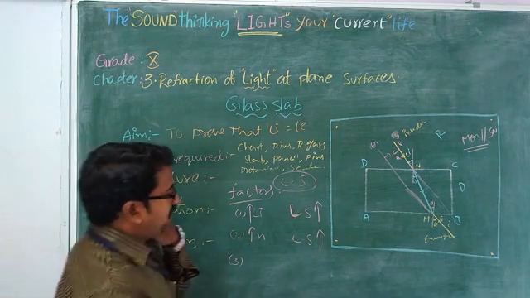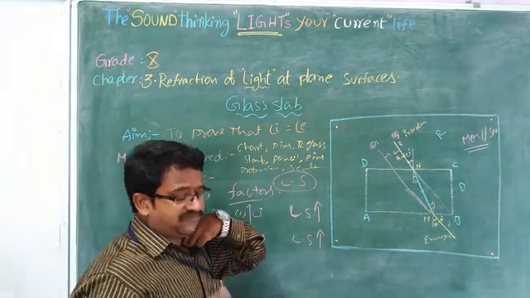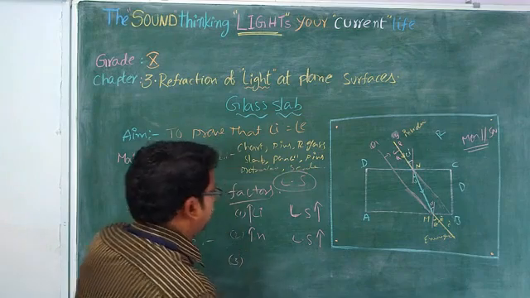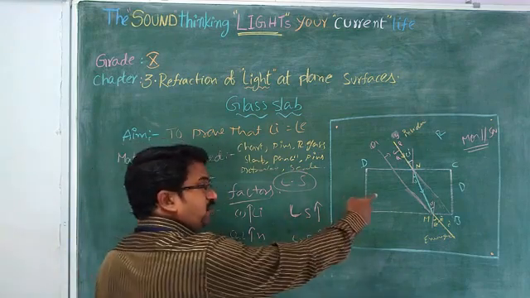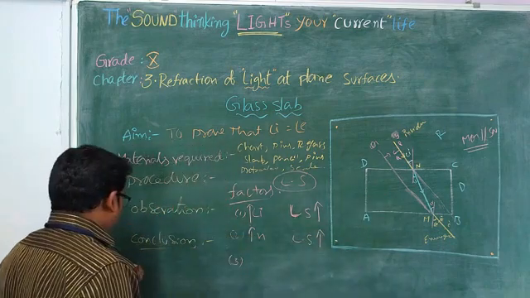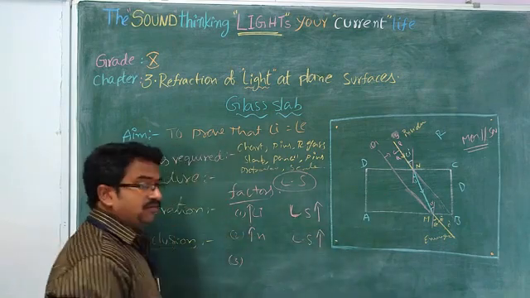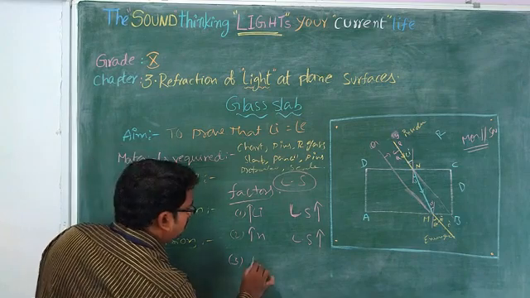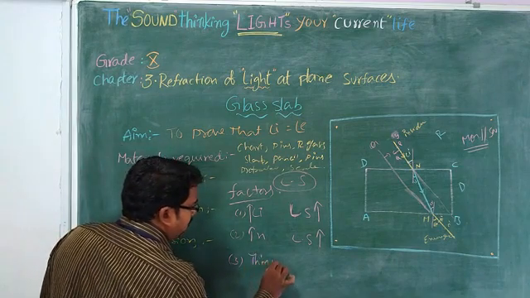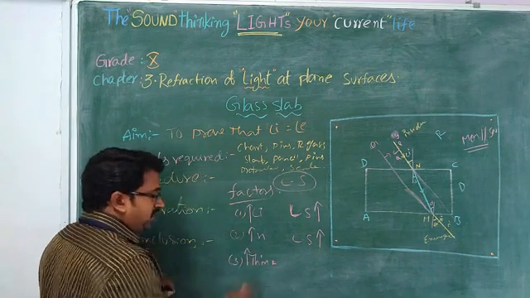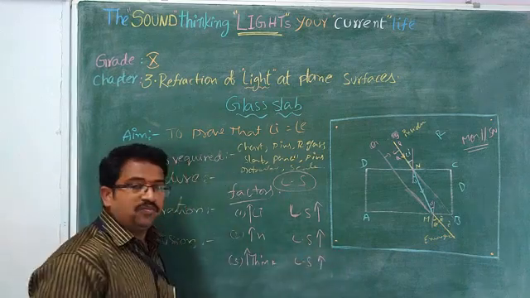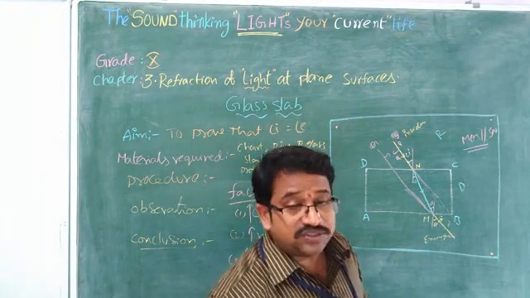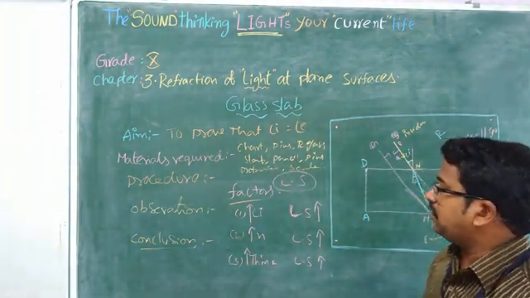So two factors. Don't forget about the angle of incidence. If the angle of incidence increases, then what happened? Lateral shift also increases. If the refractive index is more for the given substance, lateral shift is also more. And one more thing, thickness of the glass slab. If the thickness of the glass slab is more, then lateral shift is also more. These are the three factors which influence the lateral shift.